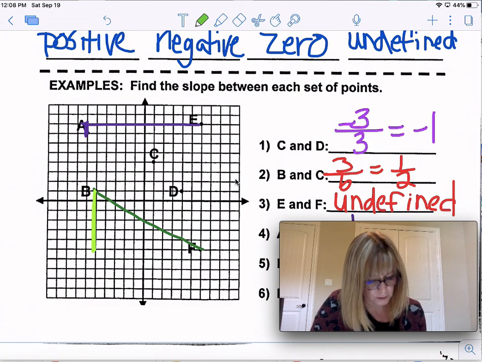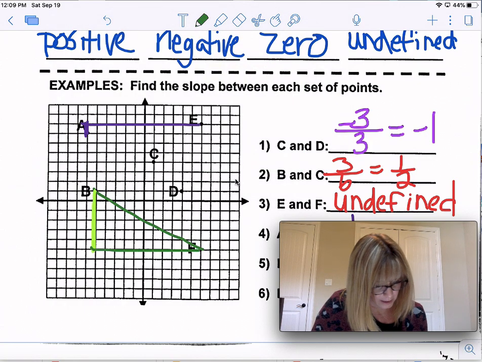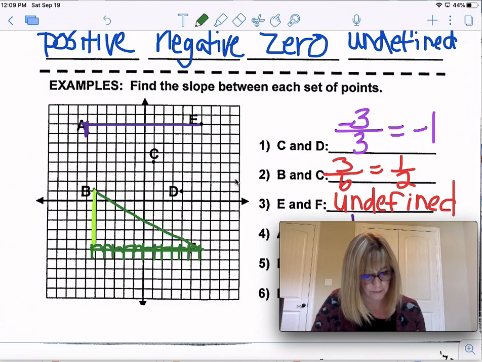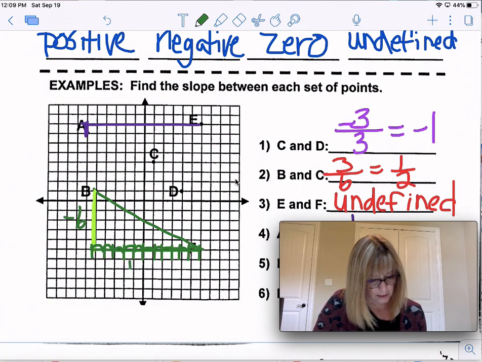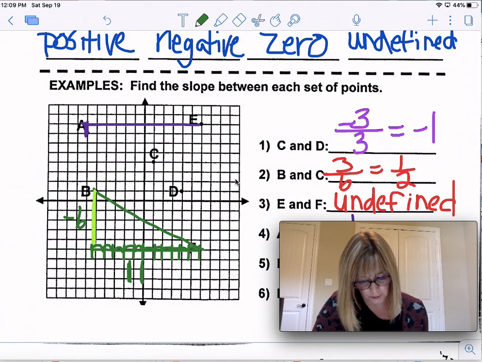And then my horizontal change, we're going to count 1, 2, 3, 4, 5, 6, 7, 8, 9, 10, 11. So -6/11. We went down 6 and over 11. So it's rise over run. If you rise downward, you're going to use a negative integer. So that would be a -6/11 slope.